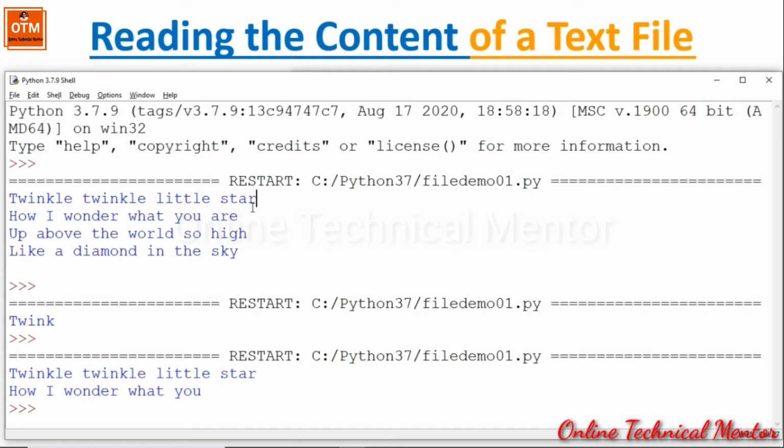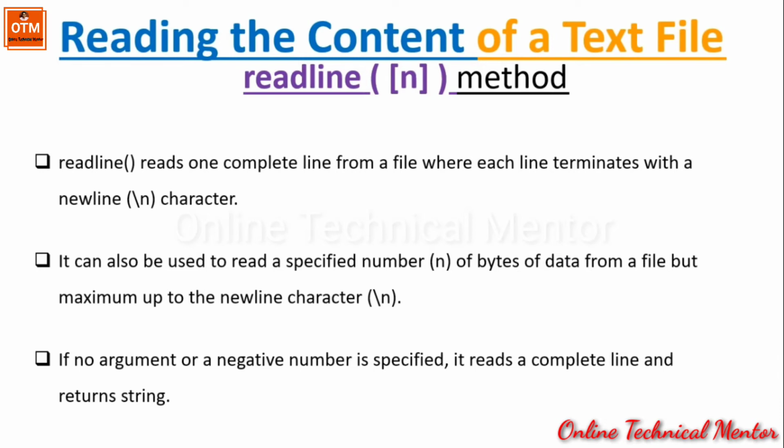Next, reading the content of a text file using the readline method or function. Look at these points. Readline reads one complete line from a file, where each line terminates with a new line, that is the \n character. It can also be used to read a specific number n of bytes of data from a file, but maximum up to the new line character. If no argument or a negative number is specified, it reads the complete line and returns a string.